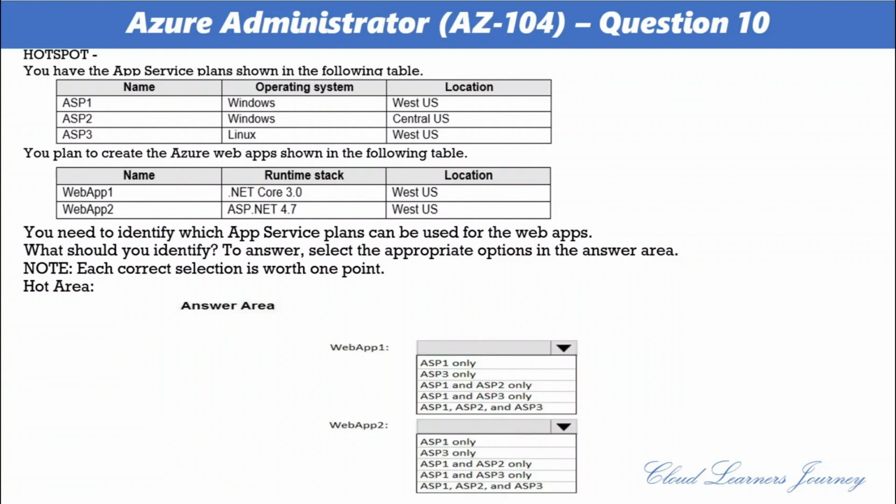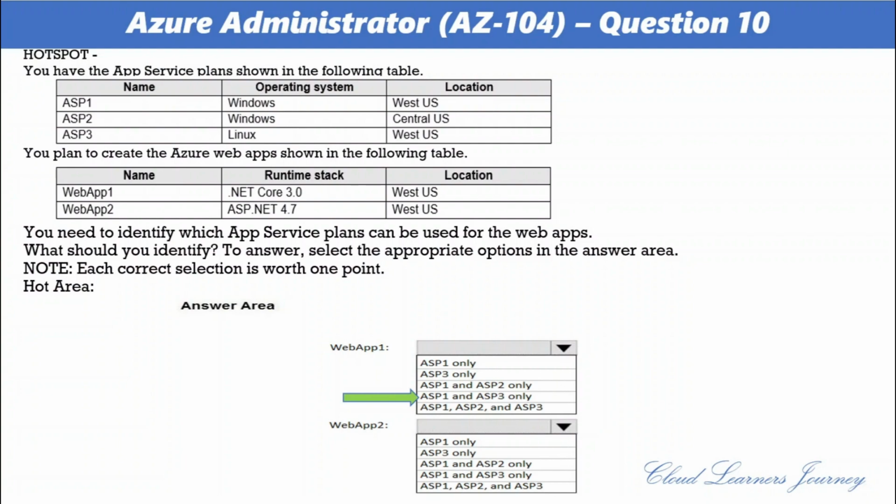In the answer area for Web App 1, the correct option is ASP1 and ASP3 only. .NET Core apps can be hosted on both Windows and Linux, but not ASP2 because it is in a different region. The region in which your app runs should be the same as the region of the app service plan.